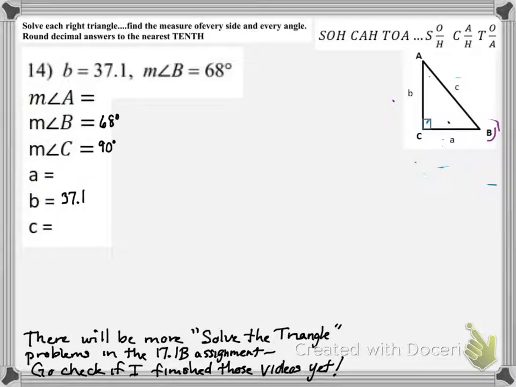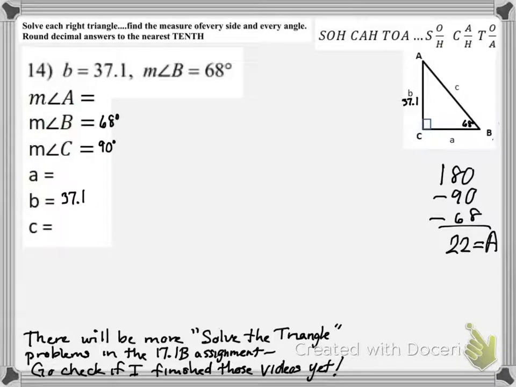And now I erase the things I marked already. Let me fix those for you. Okay, we now have one missing angle, two missing sides. The angle is actually the easiest one to fix. I know that a triangle adds up to 180 degrees. So way over here somewhere, I'm going to say 180 degrees. Take away the 90 I know. Take away the 68 that I know. And we end up with 22 degrees for the measure of angle A.